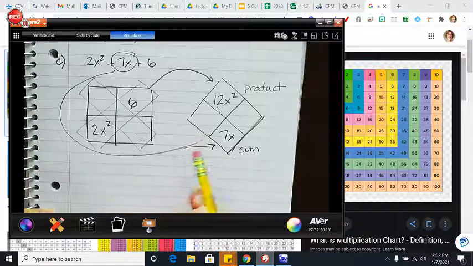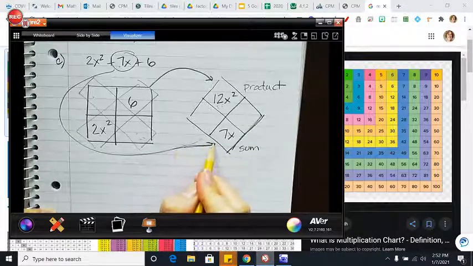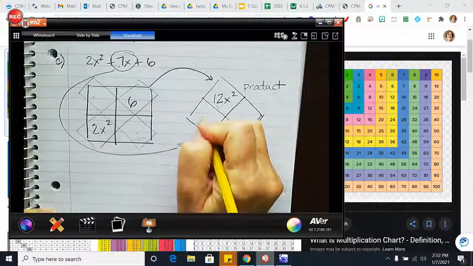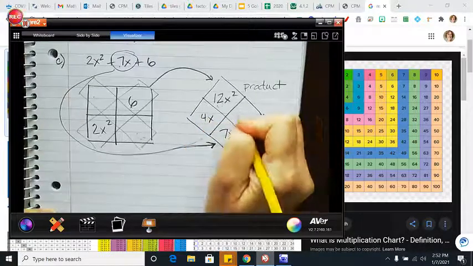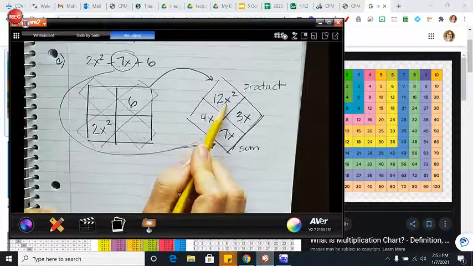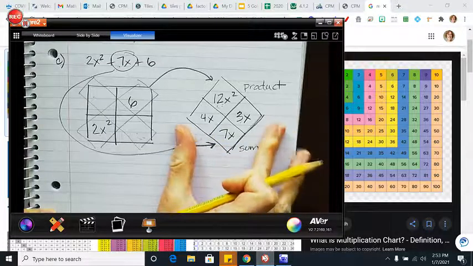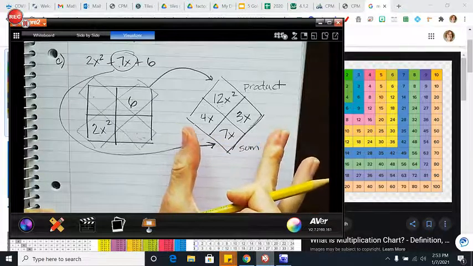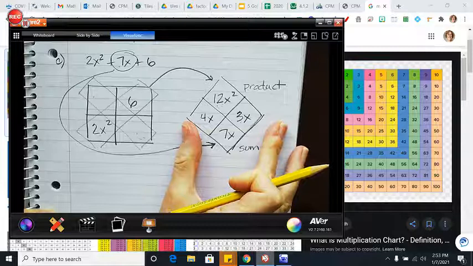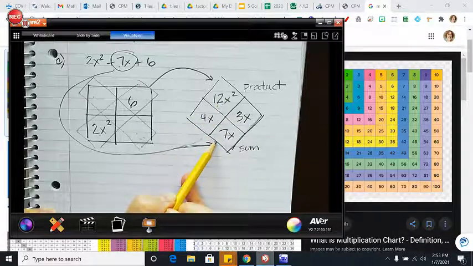Have you thought of it yet? What can you multiply to get 12, but when you add it, you get 7? Okay, 4x and 3x. 4x times 3x is 12x squared. 4x plus 3x is 7x. So this is kind of just to get your missing terms correct. You know they have to multiply to give you this. You know they have to add to give you this.